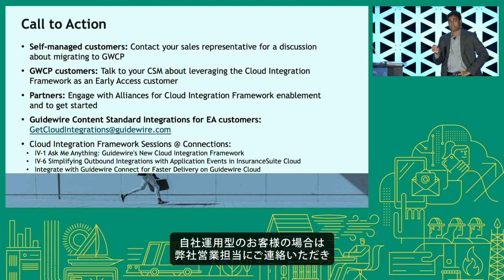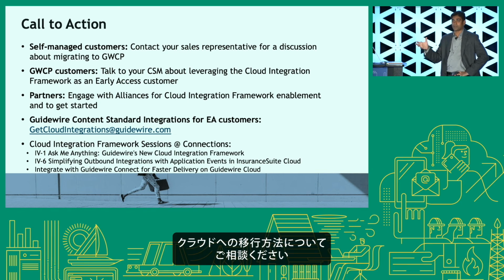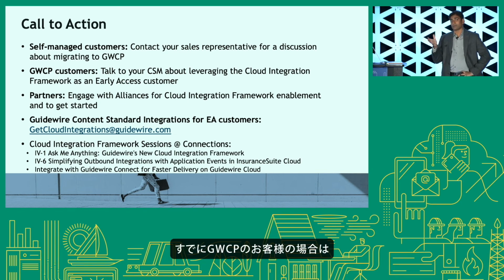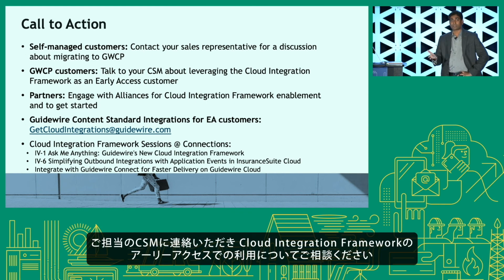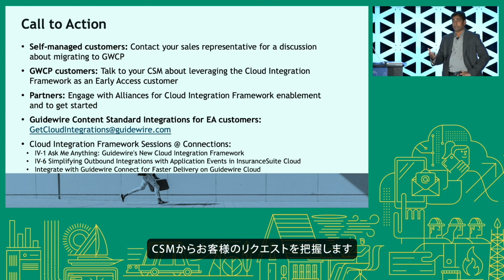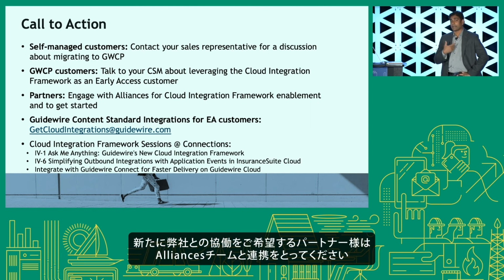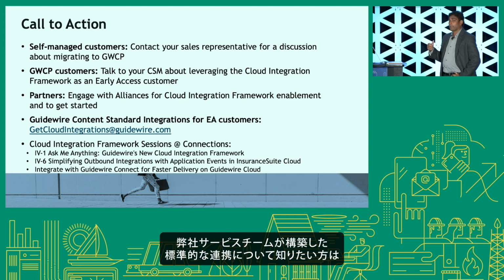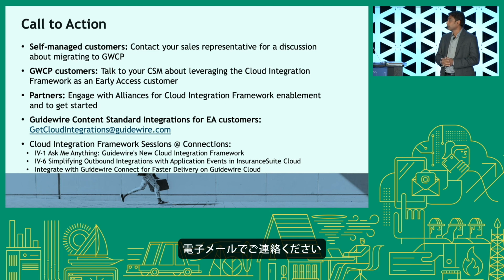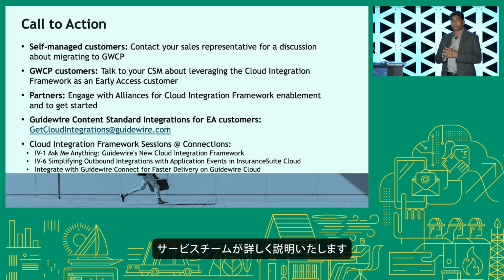So again, to wrap it up, the call to action: if you are a self-managed customer, please contact your sales representative to see how you can move to cloud. If you're already on the cloud journey with us on GWCP, talk to your CSMs about how you can leverage the cloud integration framework as an early access customer. They will reach out to us, but work through your CSMs. And if you're a partner, I know some of you are already working with us, but if there are new partners who want to engage with us, please work with alliances. If you want to learn more about the standard integrations which our services teams have built, there's an email, you can take a picture if you like. They'll give you more information on those.